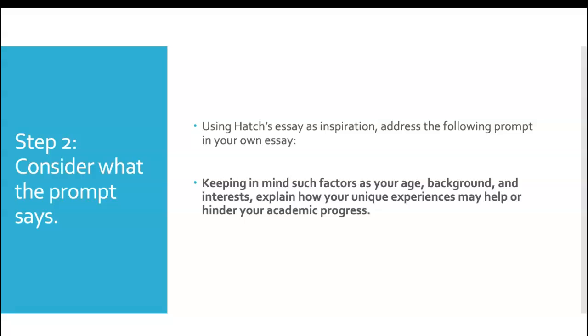going to write about. The next part, explain, right? Always look for the verb. Explain how your unique experiences may help or hinder your academic progress. So really we're trying to do a similar essay to Hatch's essay.